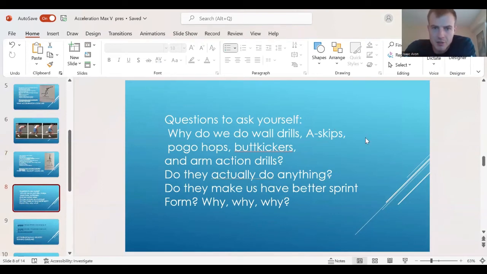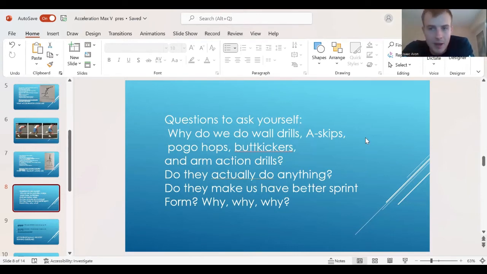And then a question to always ask yourself: why do we do wall drills, ace skips, pogo hops, butt kickers, and arm action drills? Do they actually do anything? Do they make our sprint form better? Why? There are so many damn sprint drills that you'll see across the internet that you grew up probably doing, butt kickers, ace skips, things like that. You could even just watch yourself, watch your athletes, watch your kids do it, watch them warm up with that, and then watch them actually sprint. Looks nothing like it, right? So why are we actually doing those things?